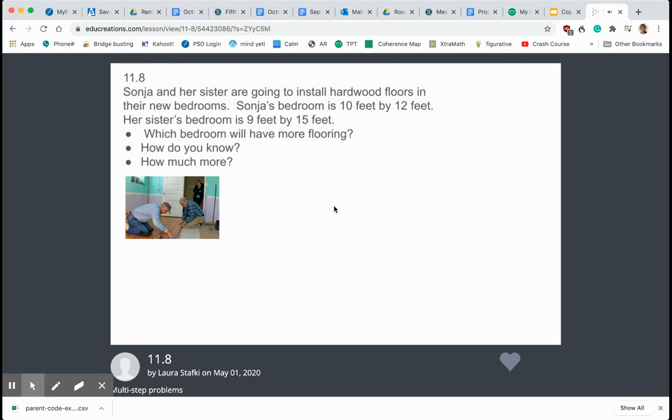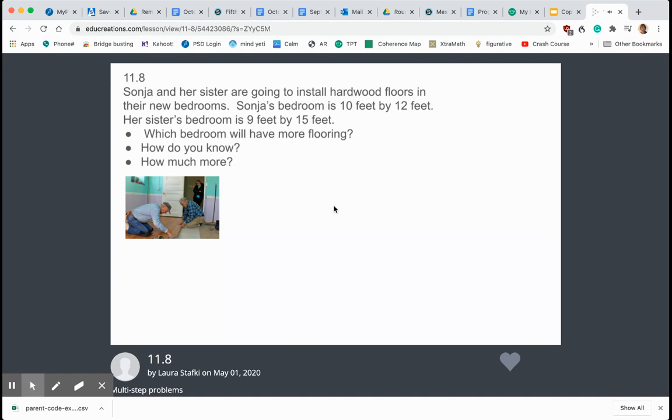So we'll look at the problem. As we know, Sonia is getting a new bedroom, and so I kind of made this one up around that. Sonia and her sister are going to install hardwood floors in their new bedrooms. Sonia's bedroom is 10 feet by 12 feet, and her sister's bedroom is 9 feet by 15 feet.